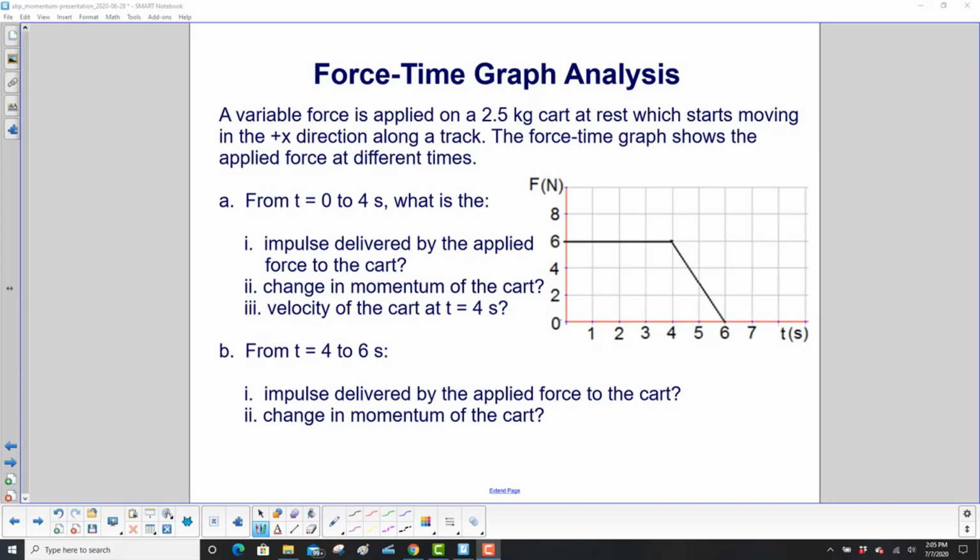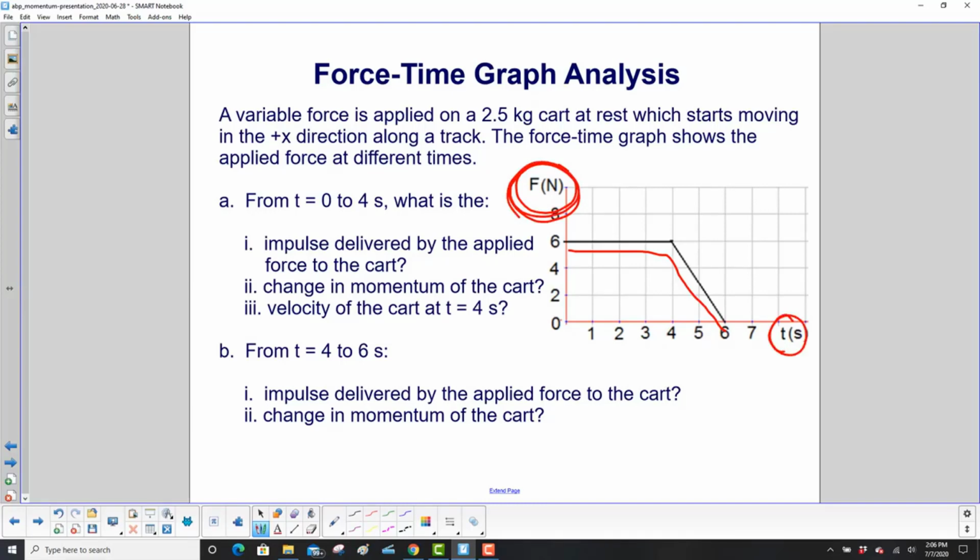Force-time graph analysis. We have a variable force, and that's over here, right? It's constant for a while, and then it changes. It's applied on a 2.5 kilogram cart at rest, which starts moving in the positive x direction along a track. The force-time graph shows the applied force at different times. And okay, force on the y-axis, you always lead with that one, and time on the x-axis.